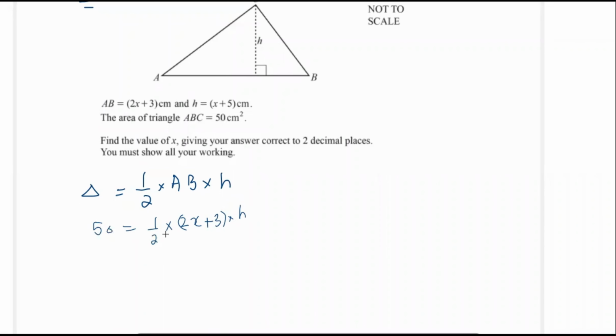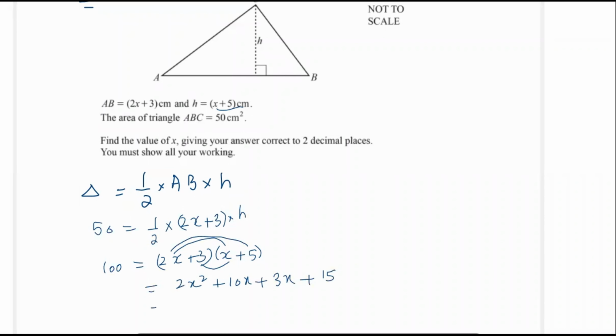Now we shift the 2 from the right to the left side. That becomes 50 multiplied by 2 is 100, equal to 2x plus 3 times the height, x plus 5. Now we multiply 2x times x, we get 2x square. 2x times 5 is 10x. Next, 3 times x is 3x, and 3 times 5 is 15. Therefore that value becomes 2x square plus 13x plus 15.